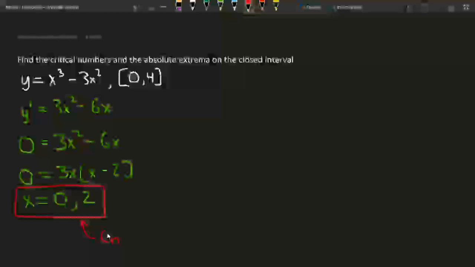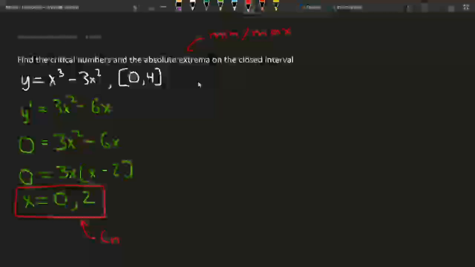So now that we found the critical numbers, the next part of our problem was asking to find the absolute extrema. So the absolute extrema is just a fancy way of saying the absolute min and maximum. So let's write that in. Absolute min slash maximum. So that's what it means.